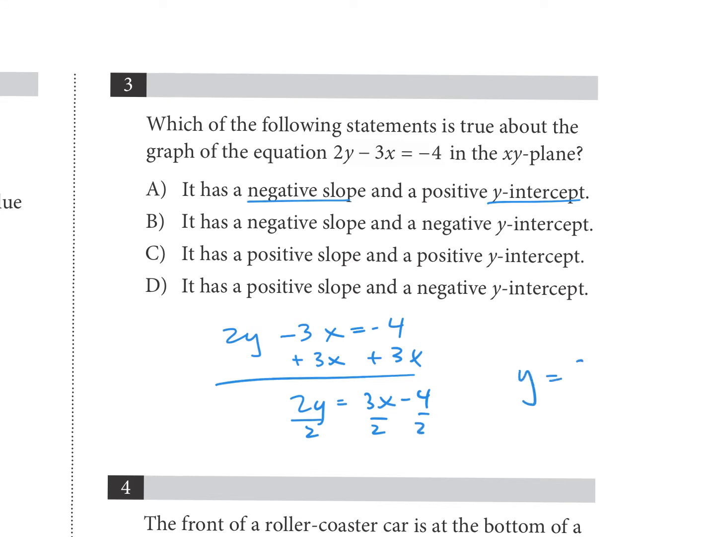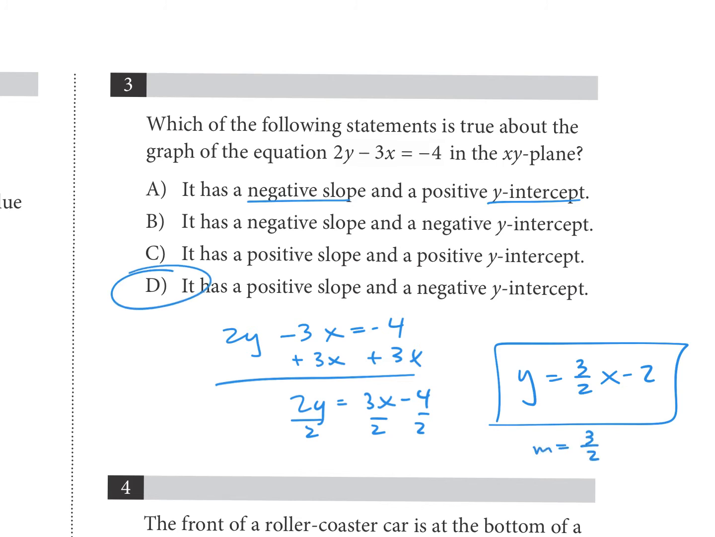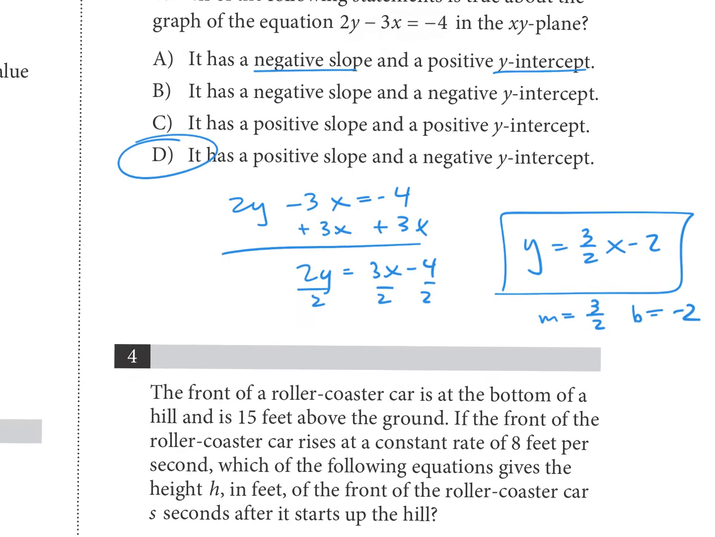So I got y equals 3 over 2 x minus 2. So I got a positive slope and a negative y-intercept. So let's look for that. Positive slope, negative y-intercept is what I got. Again, the slope here is the number with x. The y-intercept, b, is the number by itself, the constant, negative 2 in this case.